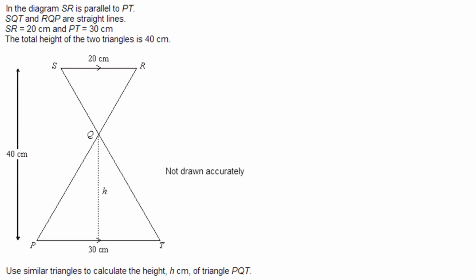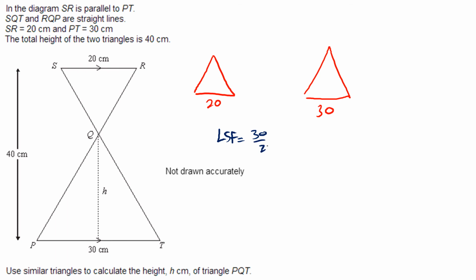We're just told the total height of the triangles is 40 and that we need to try and find what H actually is. So we can draw some very rough triangles, which will just be like 20 and 30, and we can easily get from that the linear scale factor is 30 over 20, which is 1.5, because they're the only two sides to think about. So what else could we do?